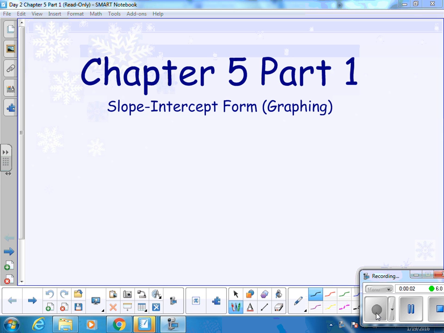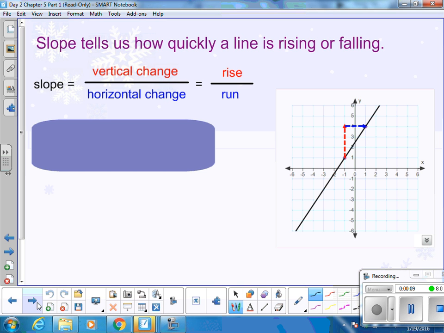Hello, we're going to begin our review on Chapter 5, Part 1, Slope-Intercept Form on Graphing. Again, for each one of these, consider pausing, working out the problem, and then pressing play. So a lot of pause and play throughout this review time.